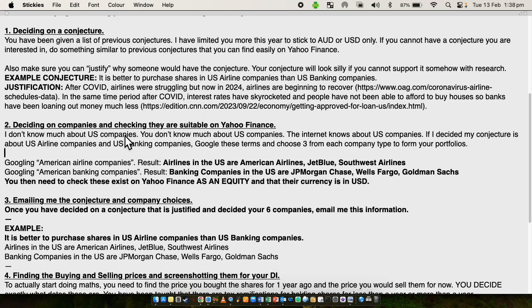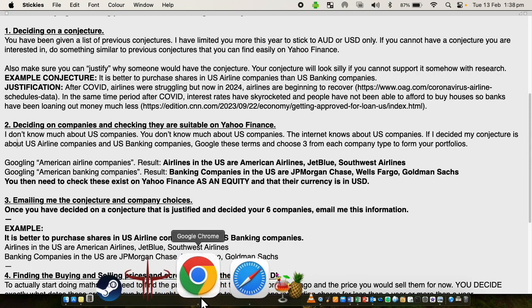Second, how do you decide on companies and check they're suitable on Yahoo Finance? I don't know much about US companies. You don't know much about US companies either. The internet knows about US companies. You can ask ChatGPT if you want. If I decided my conjecture is about US airline companies and US banking companies, Google those terms and choose 3 from each. I will show you what I Googled.